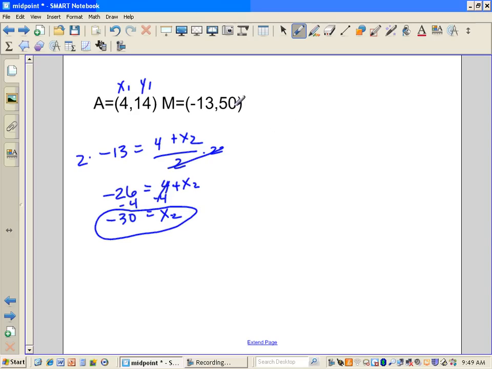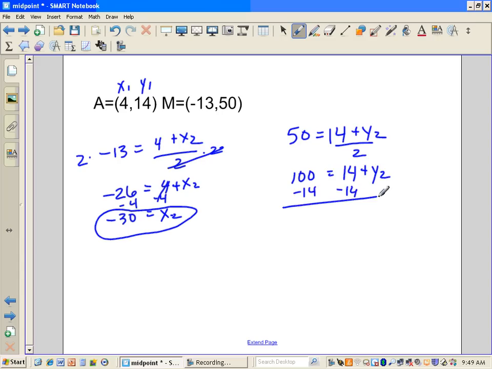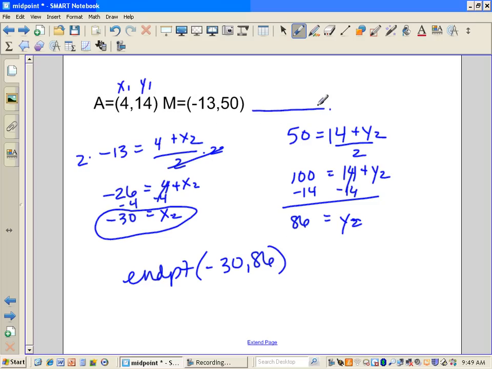My y value, midpoint, is 50. So that's equal to my y1, 14, plus y2 over 2. Multiply by 2 on both sides, so that's 100. 14 plus y2, minus 14 from both sides. So it looks like my y2 is 86. So my other endpoint is going to be negative 30 and 86. It's a little harder to plot these points because they're so big, they might be off your grid paper, but you can always check. So my other endpoint is negative 30 and 86.